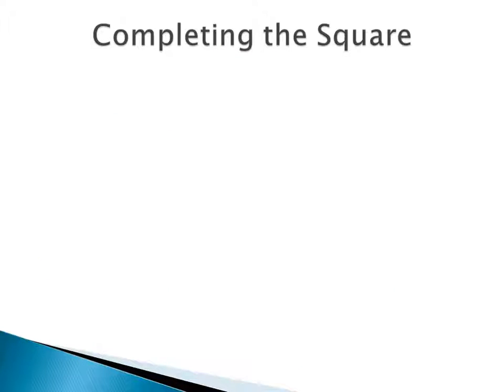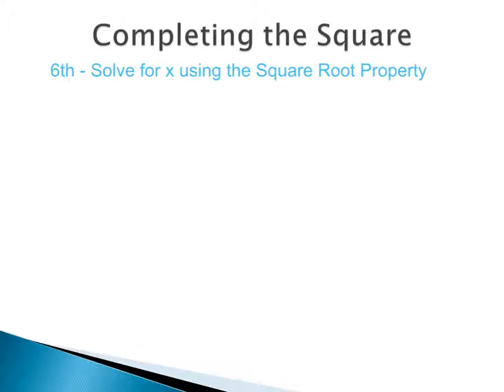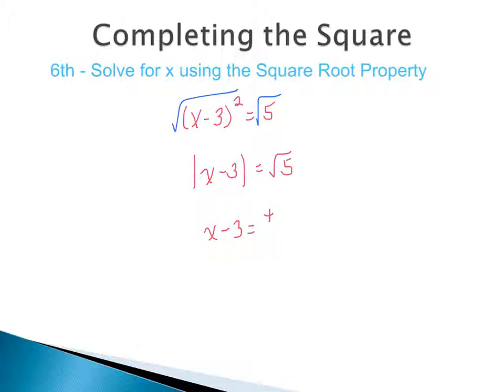Our last step is, once it's in this form, we can solve using the square root property. Part of the reason why we just learned the square root property in the previous video is so that we can then complete the square. Right now we have x minus 3 quantity squared equals 5. Remember, in order to solve this, we take the square root of both sides. The square root of x minus 3 squared comes out as the absolute value of x minus 3 equals the square root of 5. Again, remember that with the absolute value, the solution can be either positive or negative, so x minus 3 can be equal to either a positive or a negative square root of 5.